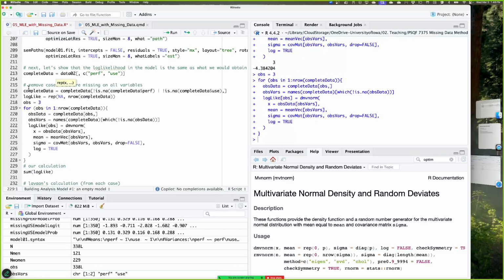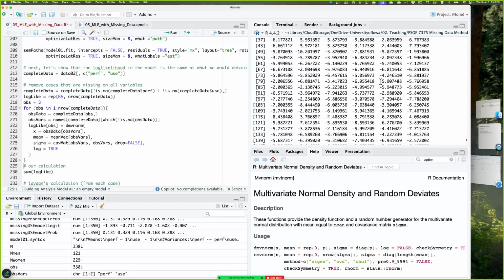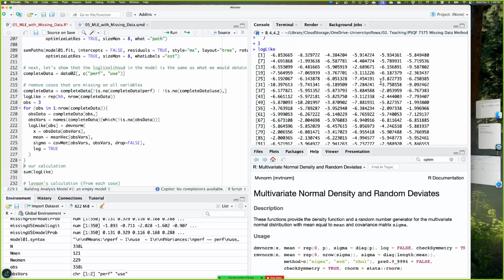And I'm going to run it for everybody. What you can see here is that everybody has a log likelihood. Some of those log likelihoods are bigger than others, and some of them reflect people who have only given us one piece of data instead of two. But that is how it's built. That's how the likelihood function works.